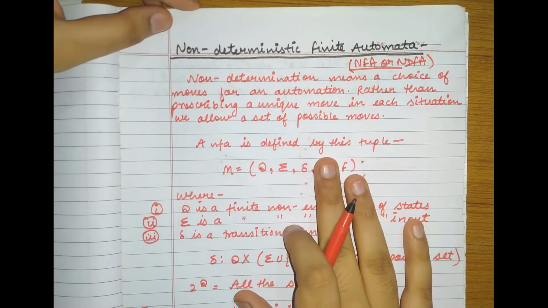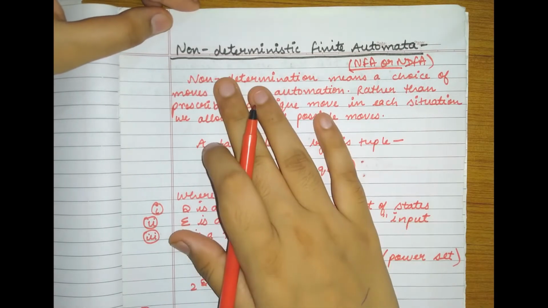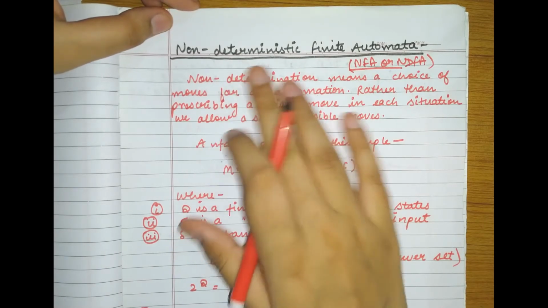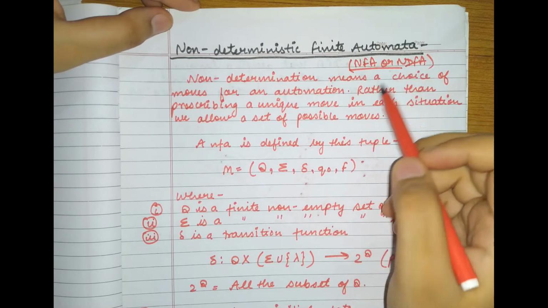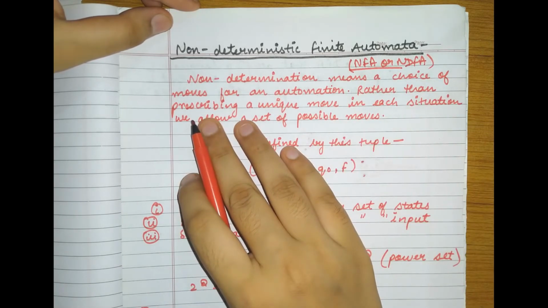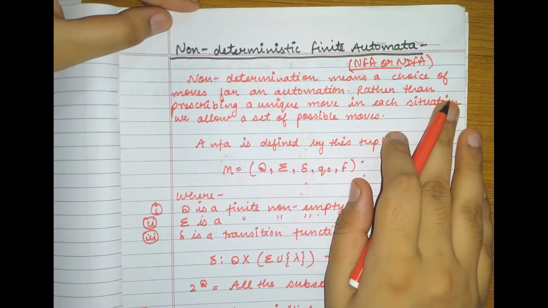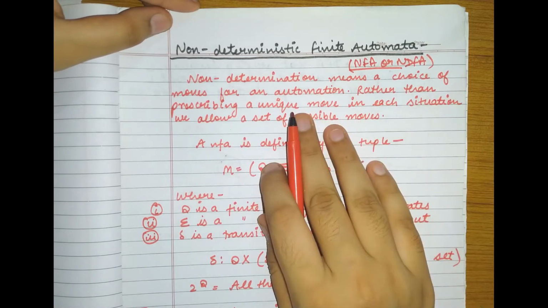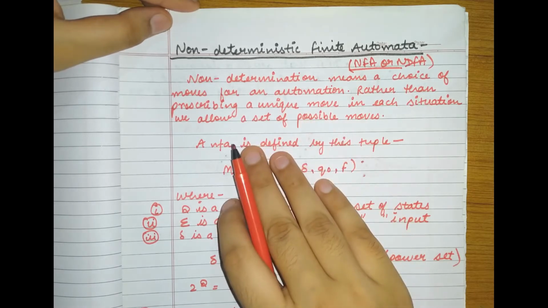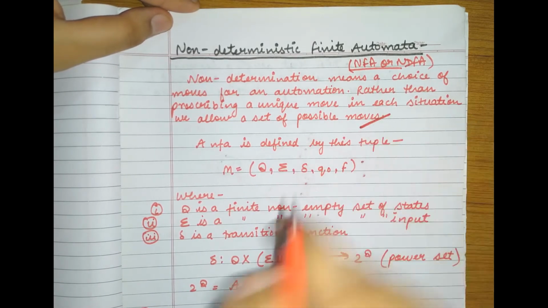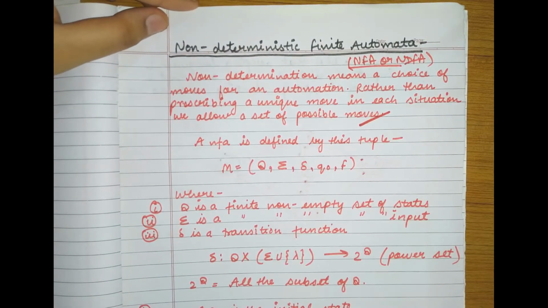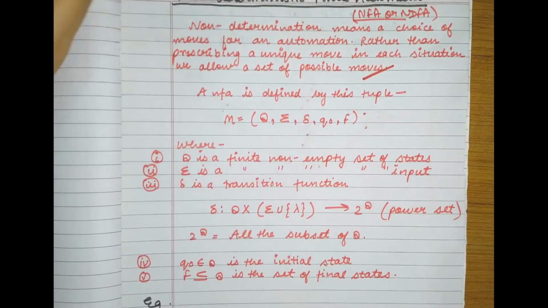Hello everyone, in this lecture we are going to start our next topic, that is non-deterministic finite automata, which can also be represented by NFA or NDFA. So what is non-deterministic finite automata? It means we have a choice for the moves of an automaton. Rather than prescribing a unique move in each situation, we allow a set of possible moves. This will become clear with an example which we will discuss later.